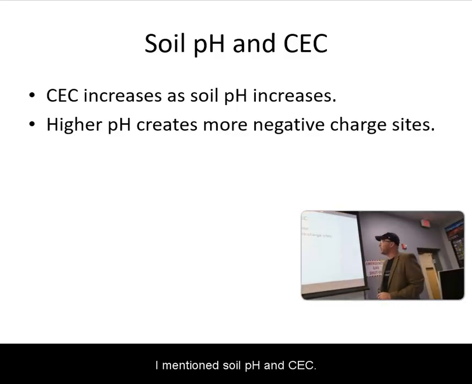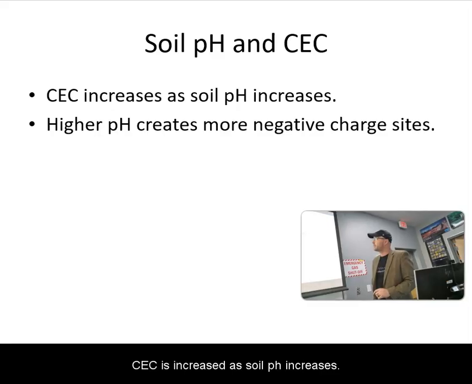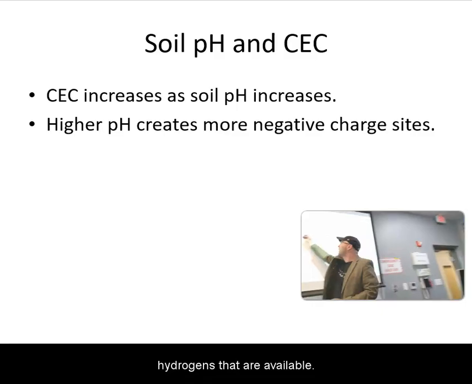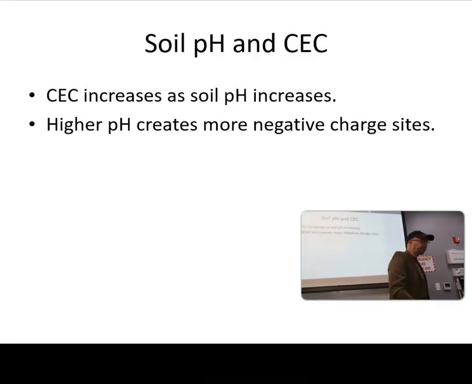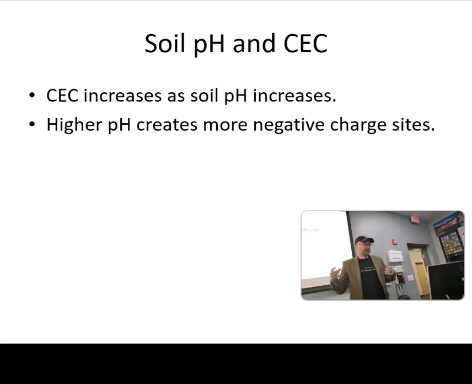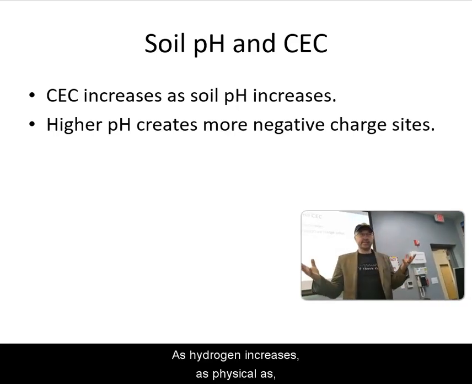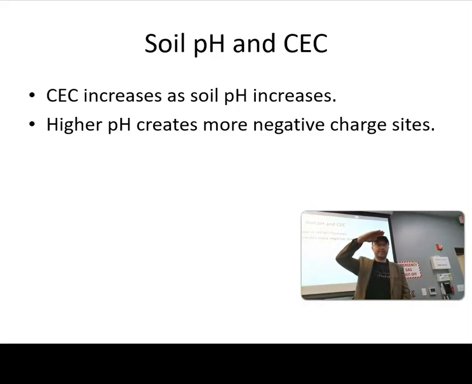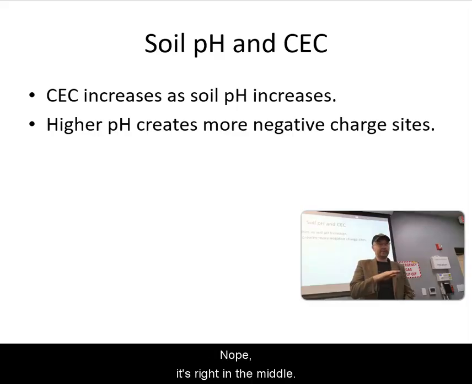I mentioned soil pH and CEC. CEC is increased as soil pH increases. Again, it has to do with the hydrogens that are available. As pH is on a scale from 0 to 14, right? And at 7, what's at 7? Pure water. Pure water is at 7, right?